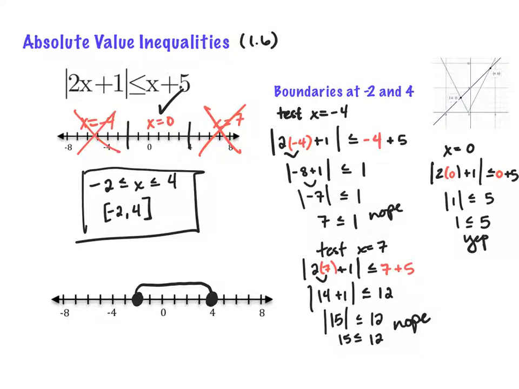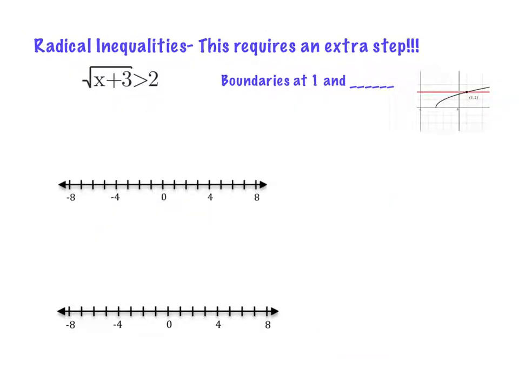Finally, we've got radicals. Quadratics was 1.5. Yeah, that's right. Sorry. Radicals 1.7. Okay, so we'll go back.